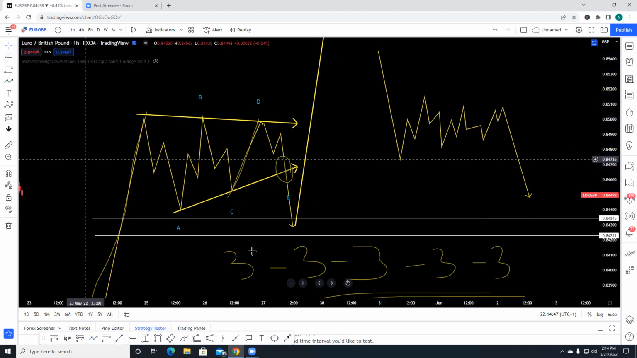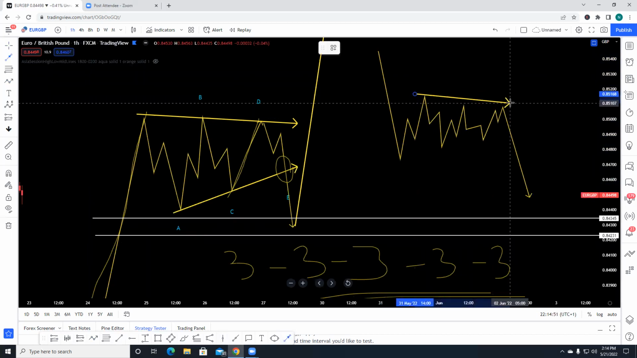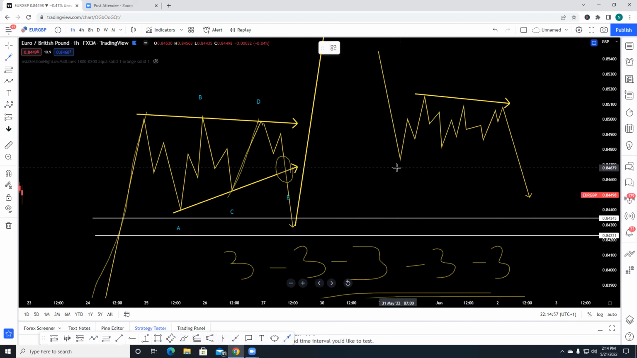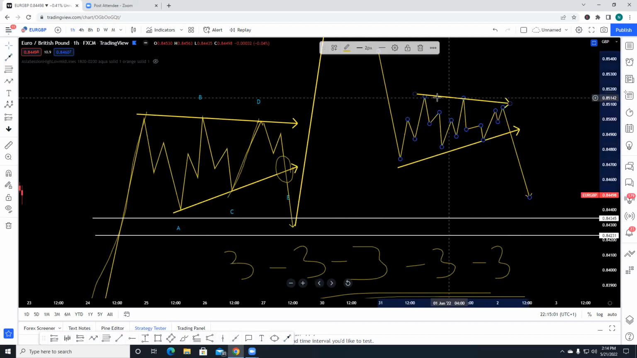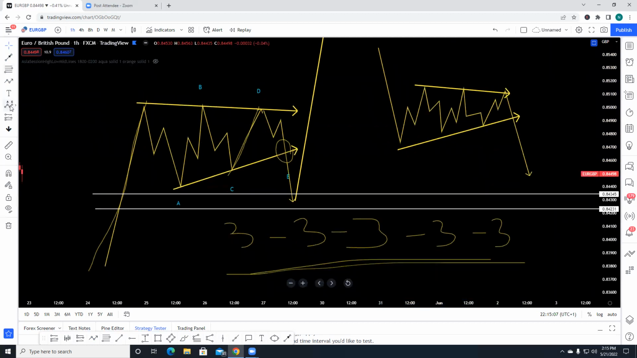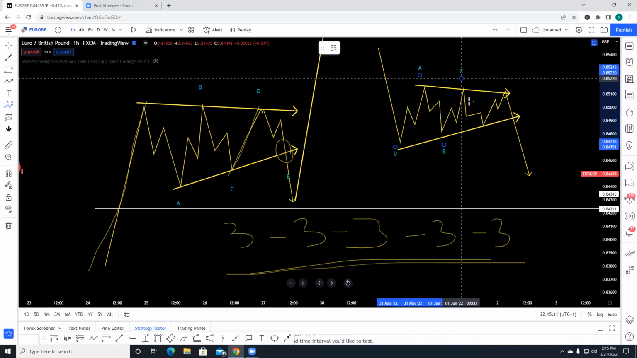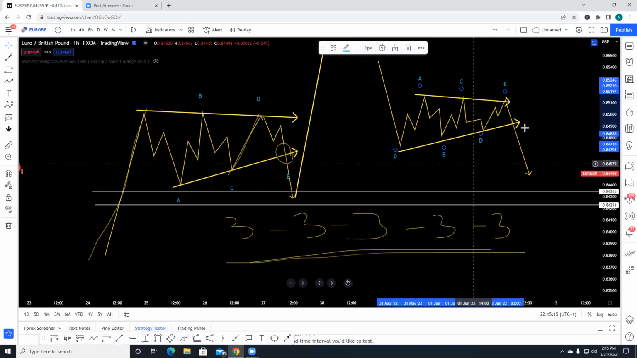This is a triangle, guys. You have to connect it here. We have to connect this one right here real quick. Here. This has to touch this one. So this is a triangle in a bearish trend. And then if we have to do the labeling, you have A, B, C, D, E. And you have a continuation move to the downside.